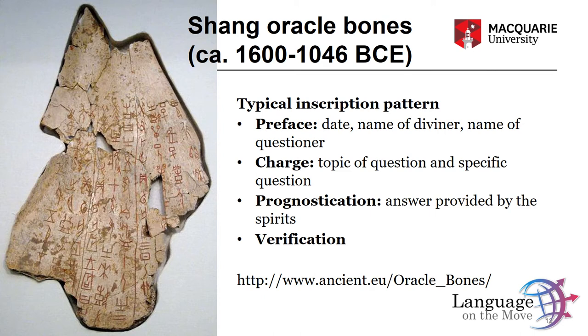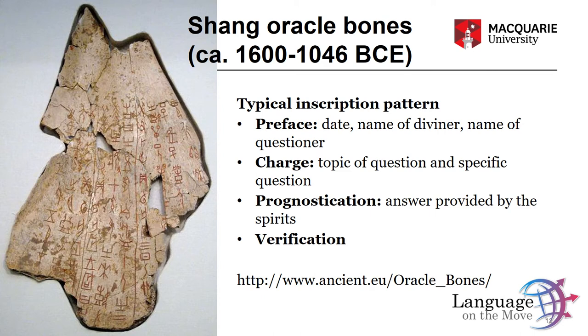The typical inscription pattern on one of these oracle bones includes four elements: a preface. The preface gives the date, the name of the diviner, and the name of the questioner. It includes a charge, that's the topic of the question and the specific question.